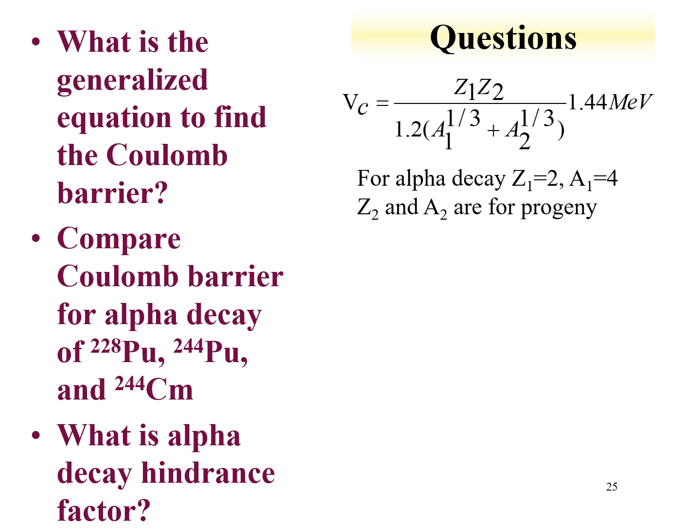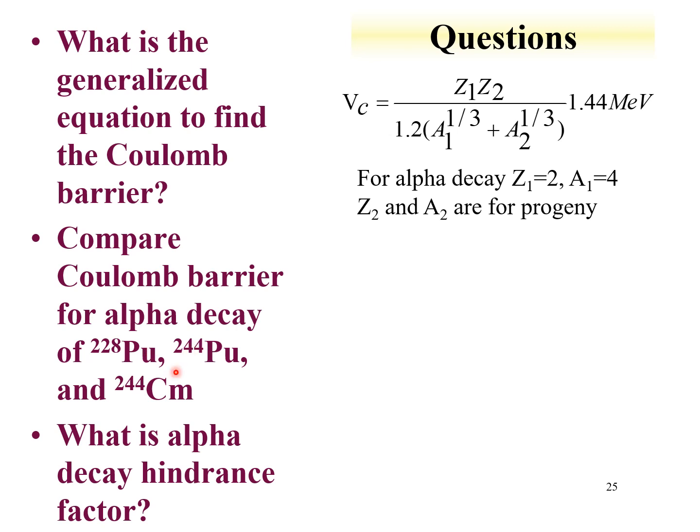And if we make this specific for alpha decay, for Z1 we can substitute 2, and for A1 we can substitute 4. So for an alpha decay, you would be looking at the Coulomb barrier from the alpha decay with Z2 and A2 representing the proton number and A of the progeny. We could use this equation to compare the Coulomb barrier for the alpha decay of plutonium-228, plutonium-244, that's a long range of the same isotope, and then curium-244, so comparing the same A but different Z.